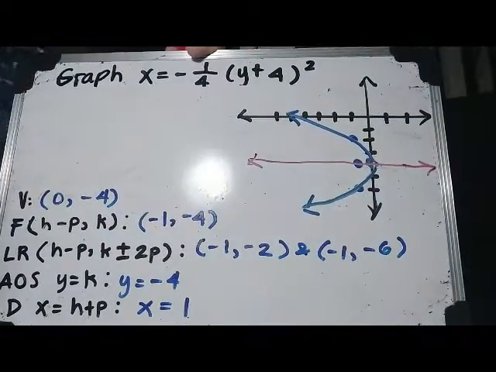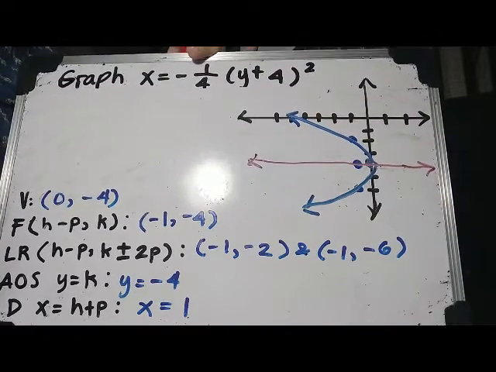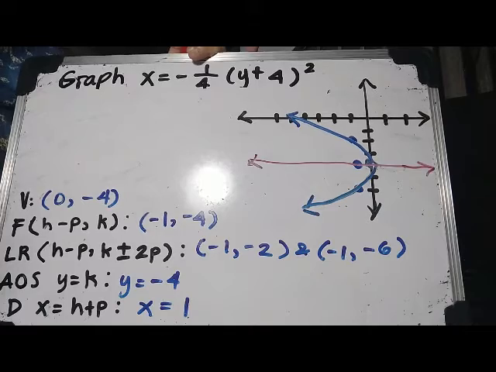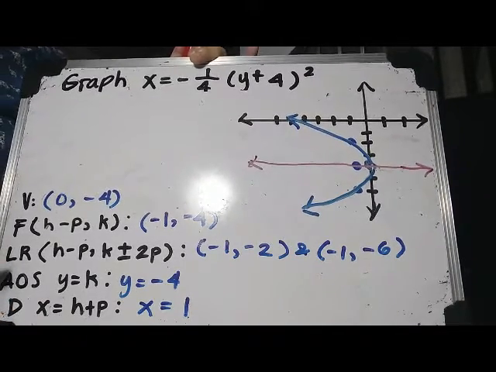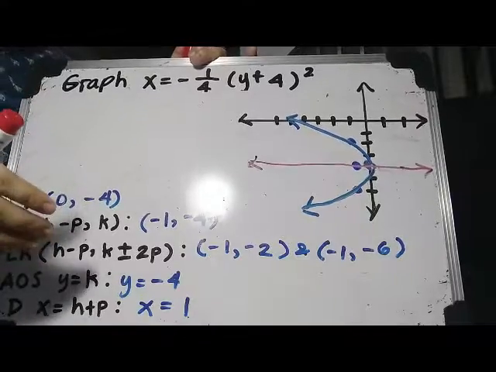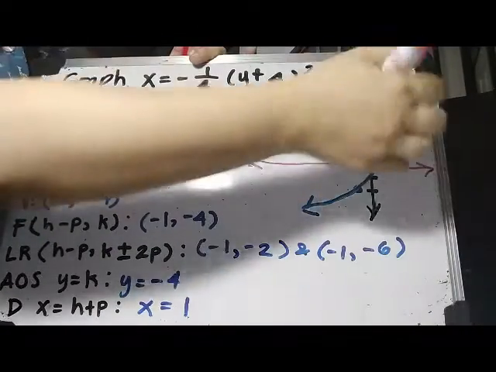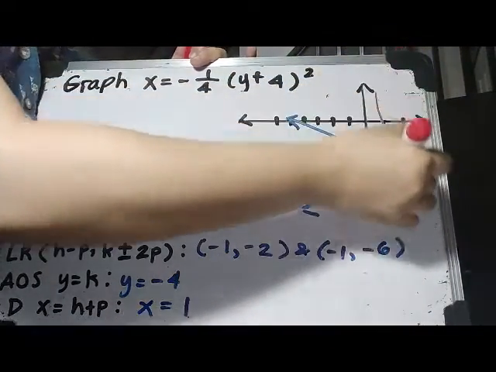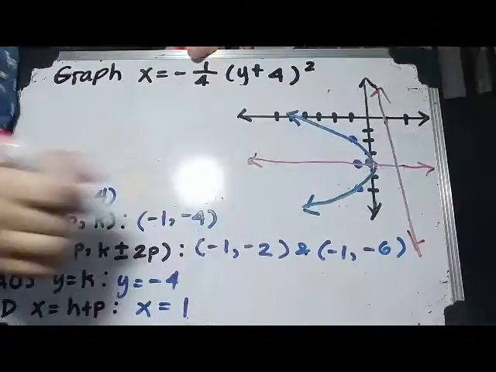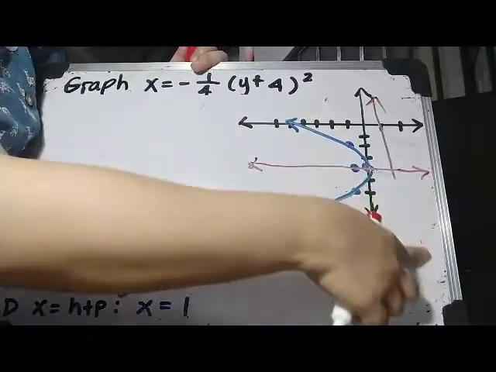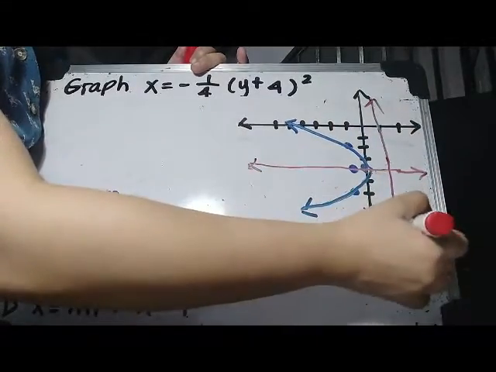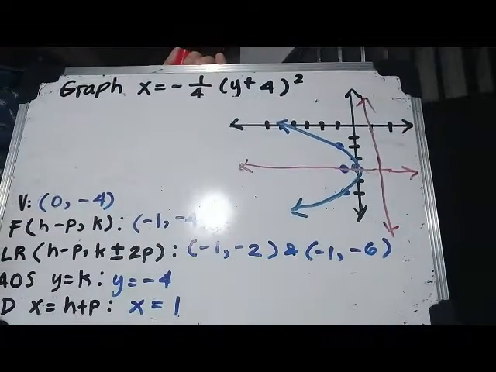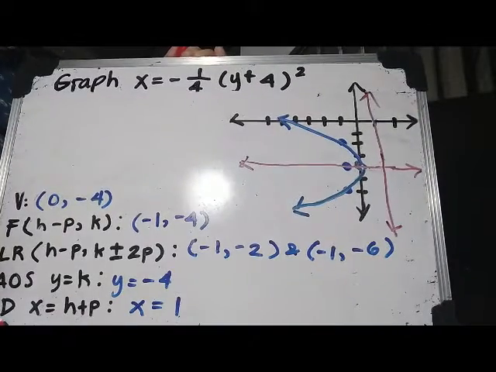Alright, and then for the directrix, we know that the directrix is going to be opposite the opening of the parabola, and it's going to have the same distance as the focus from the vertex. So our directrix is x equal to 1. So let's go to the x-axis at the coordinate 1. It's right here. Let's draw the line, and there we have it. This is now the graph of our parabola, x equal to negative 1/4 times y plus 4 squared.